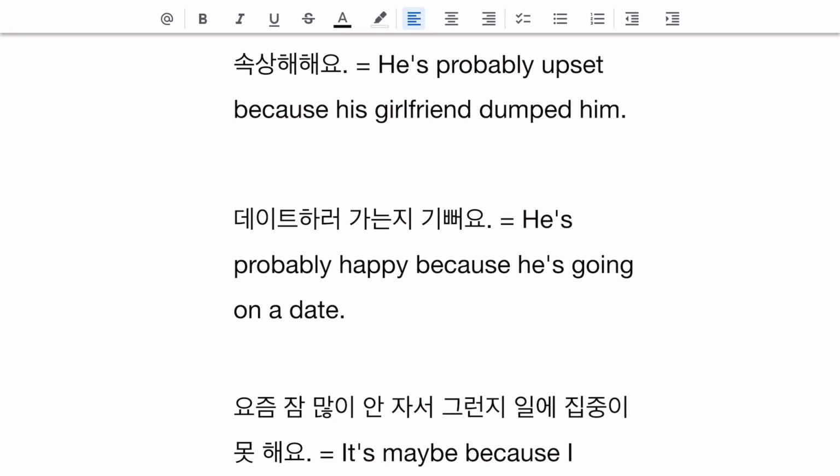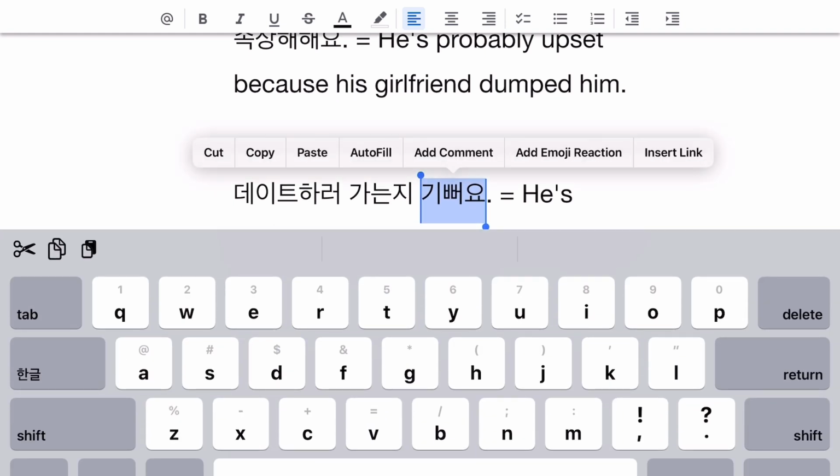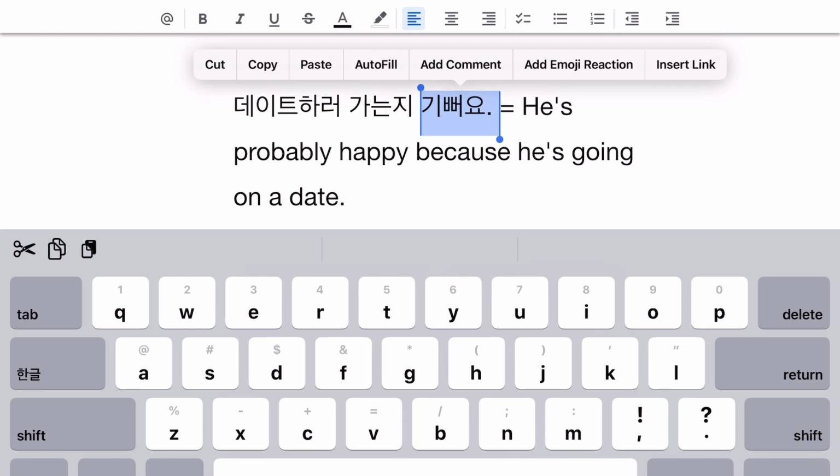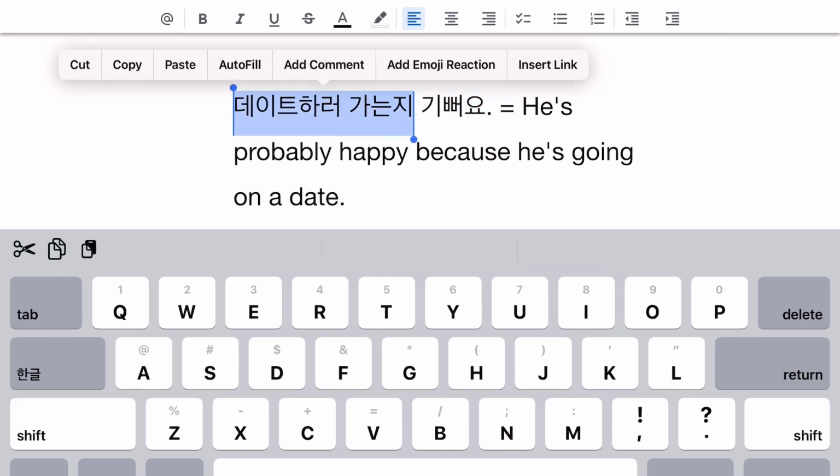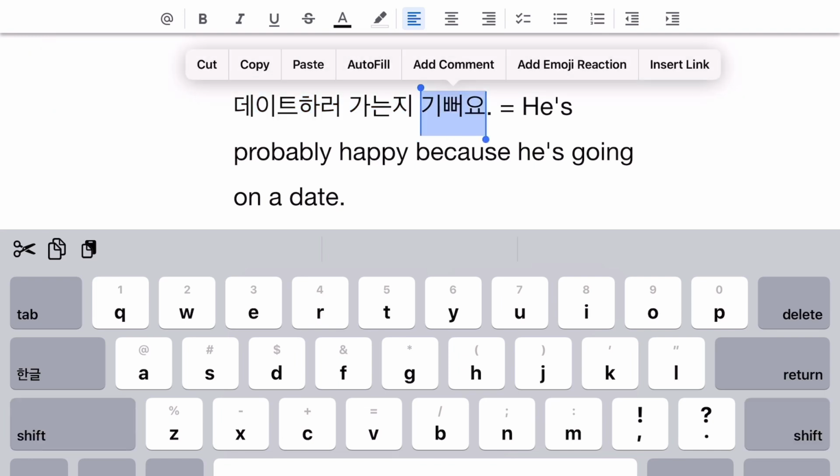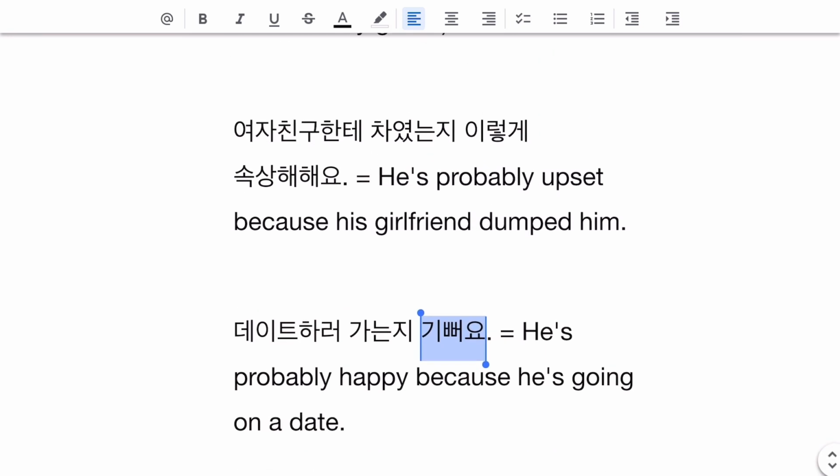Okay, yeah, I get it because it's like the ninji, like I said at the very beginning, it's about being uncertain. You're never sure about this. That's why you're using ninji in the first place. So when you use it in this context, the second sentence, you're not sure if that's true or not. You're just assuming because of the first sentence. So he's going on a date. 데이트하러 가는지 기뻐요. He's probably happy. So I'm not sure, but it seems like he's happy because of that.